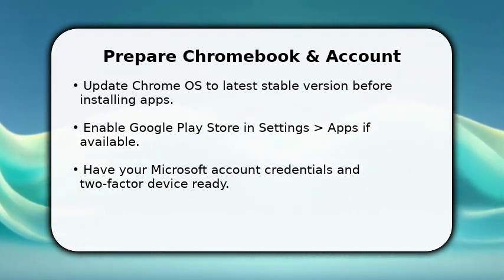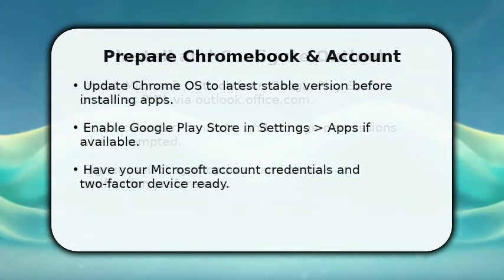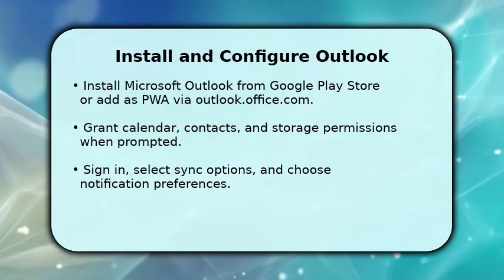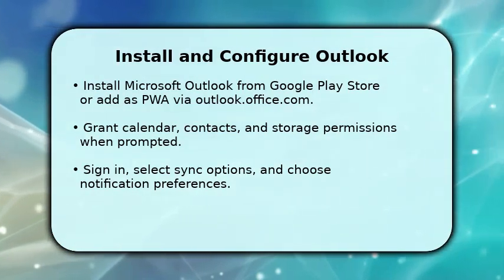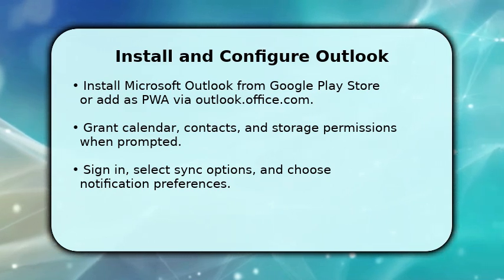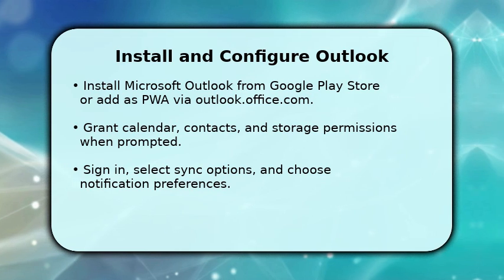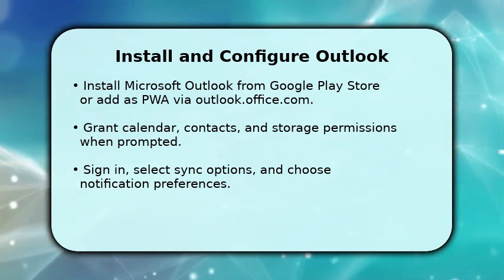Open Play Store and install Microsoft Outlook or load Outlook.Office.com and install the site as an app, PWA, from Chrome's menu. When you sign in, grant calendar, contacts, and storage permissions so mail, events, and attachments sync correctly.